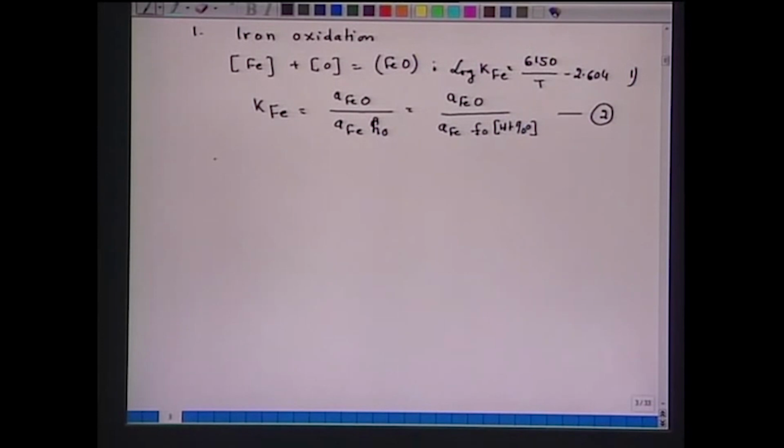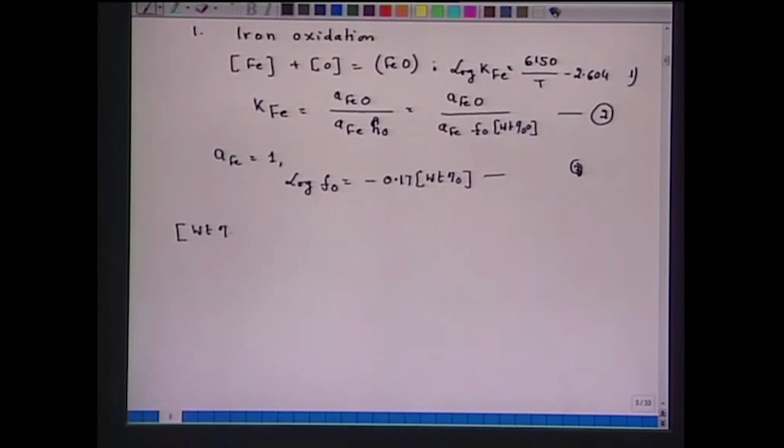Now, since iron in steel is pure, we can take the activity of iron equal to 1. So, the activity of iron, since it is pure, we take equal to 1, and fO, which is the activity coefficient of oxygen, we will relate with the following equation: log fO is equal to minus 0.17 into weight percent O. Let it be equation number 3. Now, by equations 1, 2 and 3, we obtain the following equation.